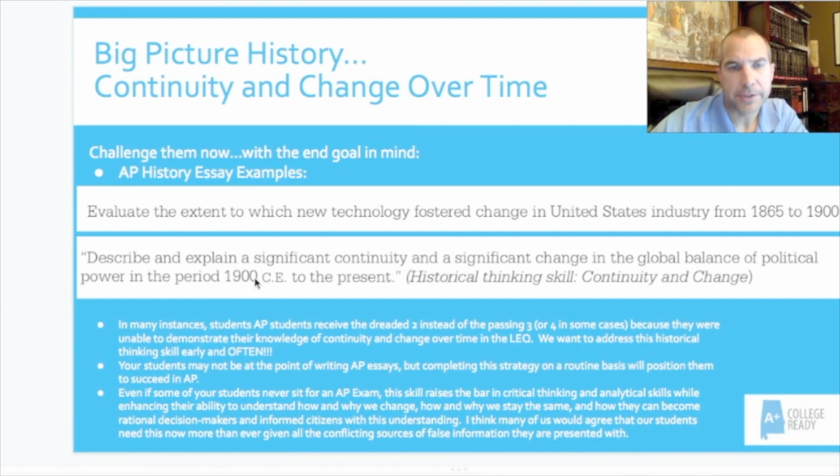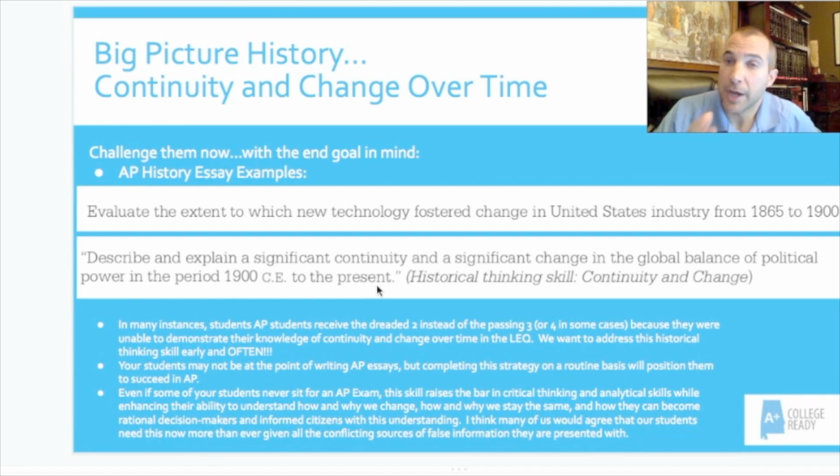Then we have an example from world history. Describe and explain a significant continuity and a significant change. This question is more specific. It's more clear that they're looking for both. I've seen plenty of U.S. questions that were worded more like this, specifically looking for the continuity and the change. In this case, in the global balance of political power in the period 1900 to the present. So looking at 100-plus years, roughly the last 120 years of history.